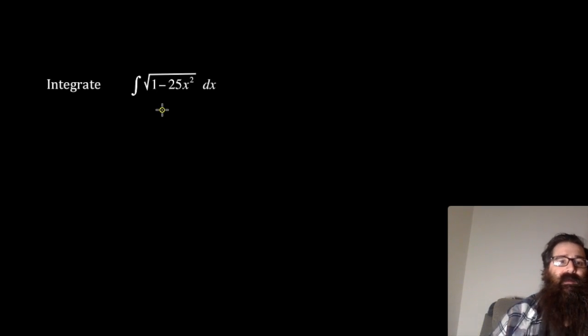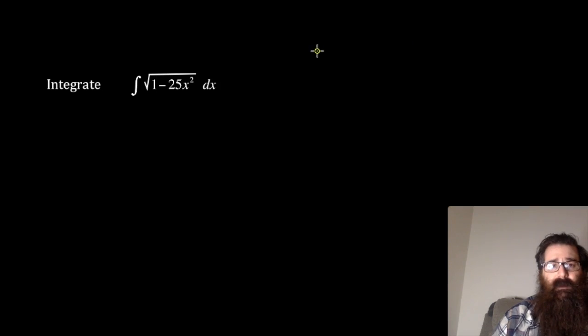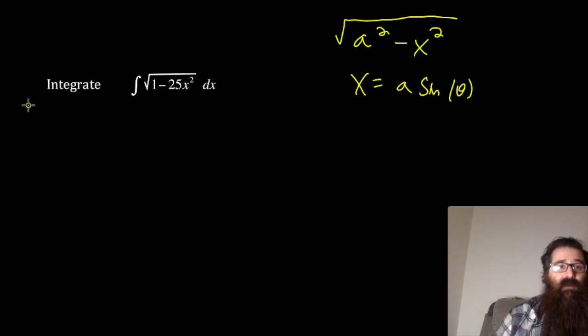Let's take a look at this one, the antiderivative of the square root of 1 minus 25x squared. Now, of all the different forms that we have, this one doesn't quite match perfectly with any of them. But what it would like to mimic is the square root of a squared minus x squared, which would lead us to making a substitution of x equals a sine theta. However, it's not quite ready for that yet, so we're going to have to modify this.